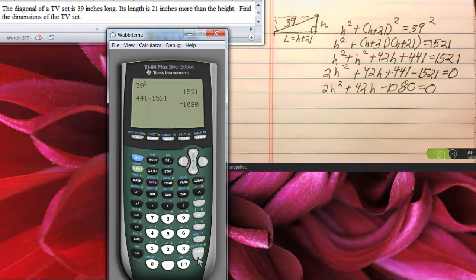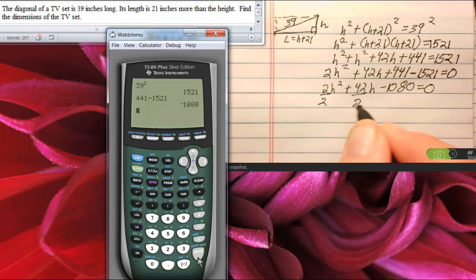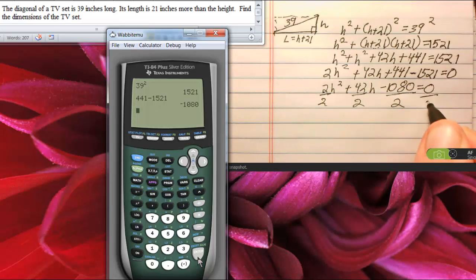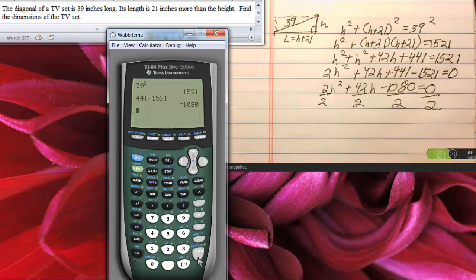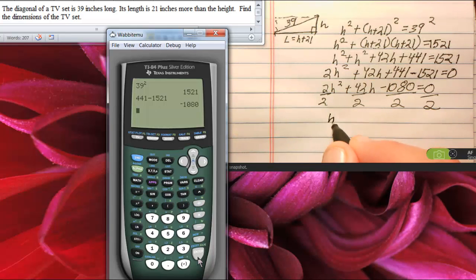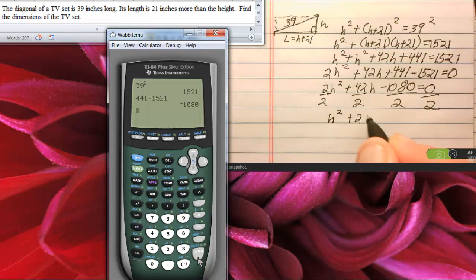Now, when you can, the best thing to do is divide through by a common factor for a quadratic equation, or any equation for that matter, when you're lucky enough to have a greatest common factor. And that's going to be 2. So I'll divide every number on both sides by 2. And that will give me h squared plus 21h minus 540 equals 0.